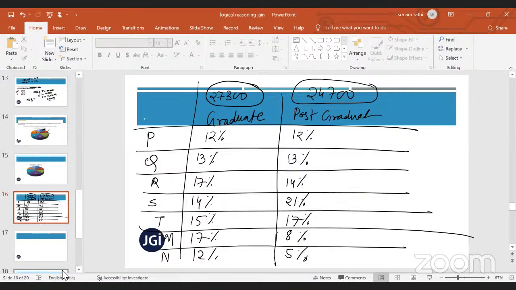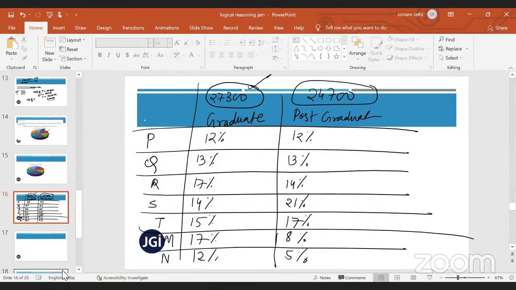Now if I calculate these percentages of the given number, then I can do it easily. So let's make a table out of it. First I will find 12% of 27,300. This will give me 3276. Similarly, find for all. Do the calculation, find for all. This is also 12%, so same thing.